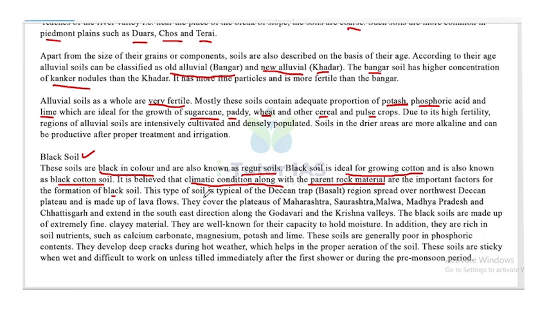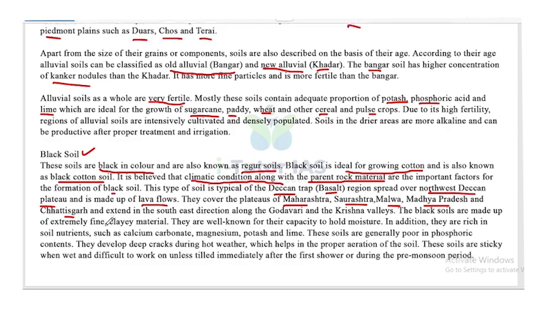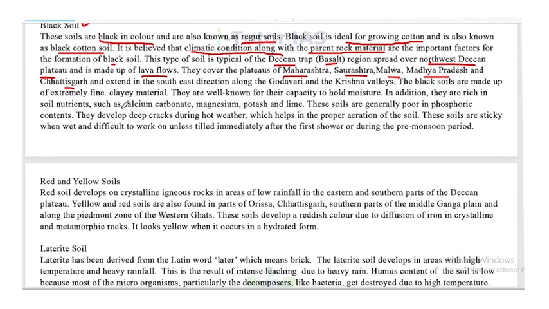This type of soil is typical of the Deccan Trap, that is basalt region spread over the northwest Deccan Plateau and is made up of lava flows. They cover the plateaus of Maharashtra, Saurashtra, Malwa, Madhya Pradesh and Chhattisgarh and extend in the southeastern direction along the Godavari and the Krishna valleys.